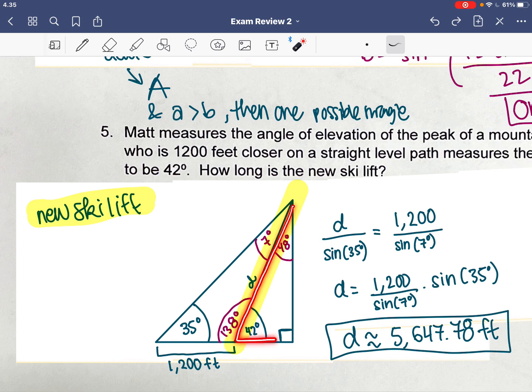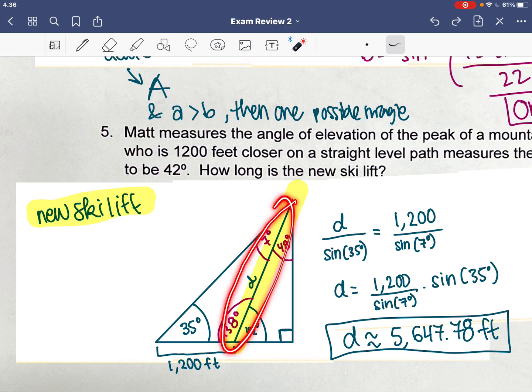Again, this is a right triangle, so 90 minus 42 is 48. And plus 90 would be 180, right? Sum of the angles. And last but not least, this is a right triangle. 90 plus 35 and 55 would add up to 180. So we're done, right? Drawing at least.